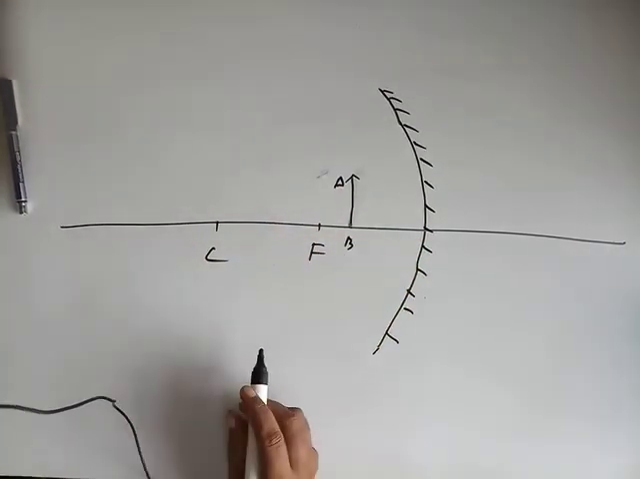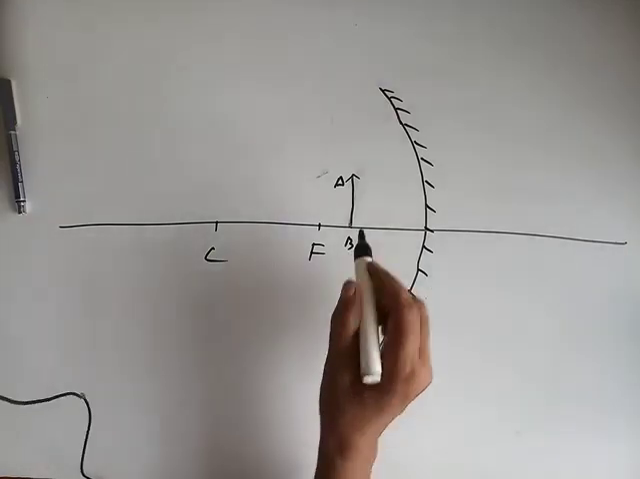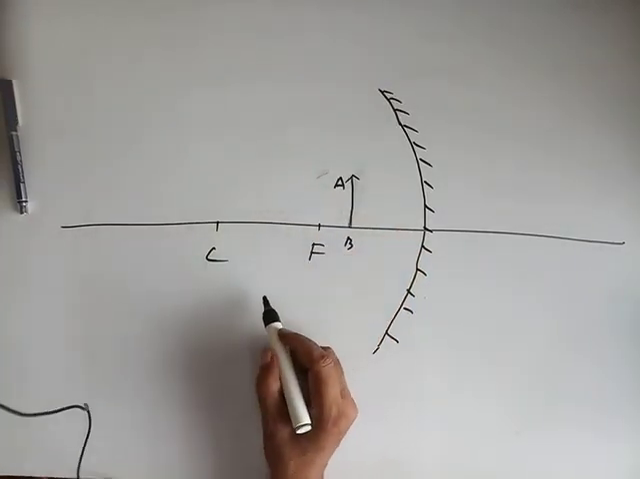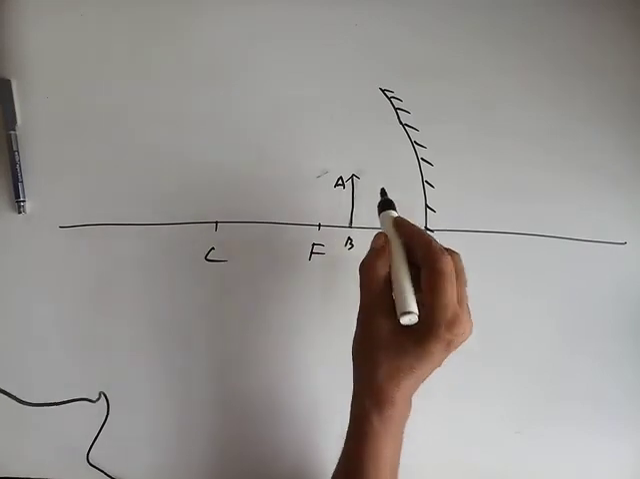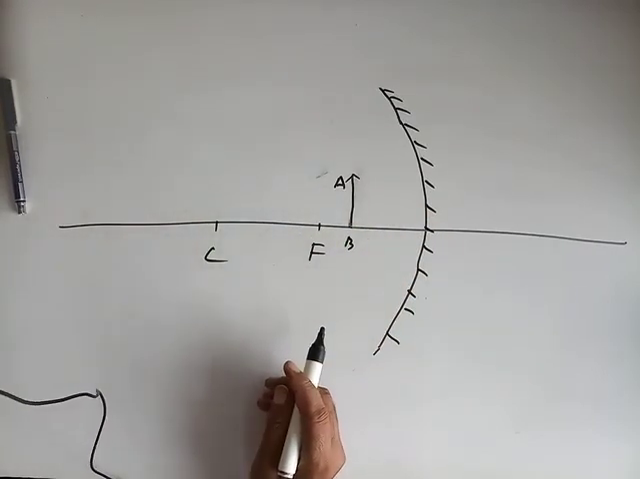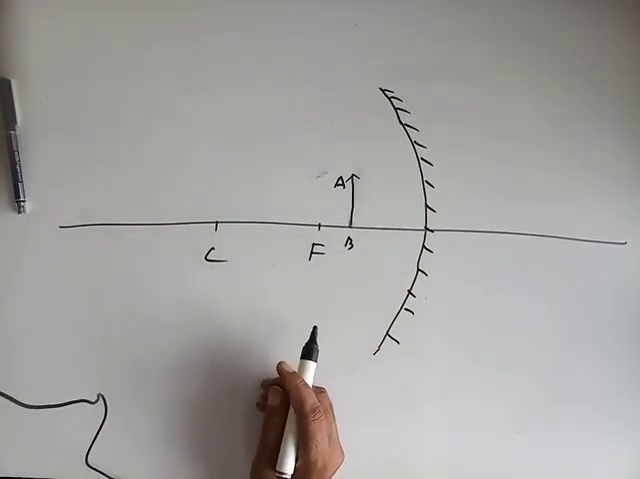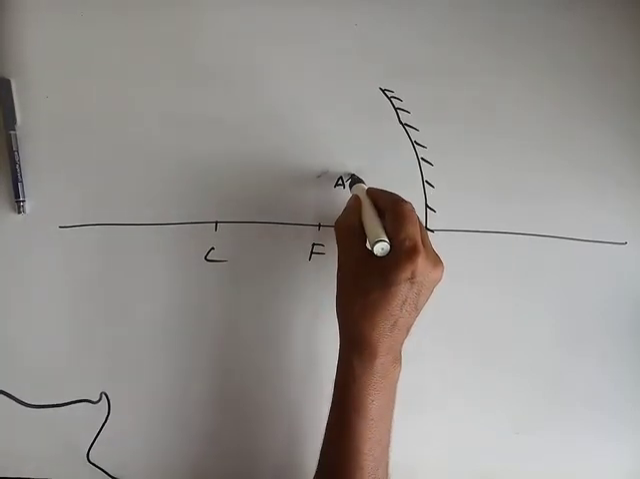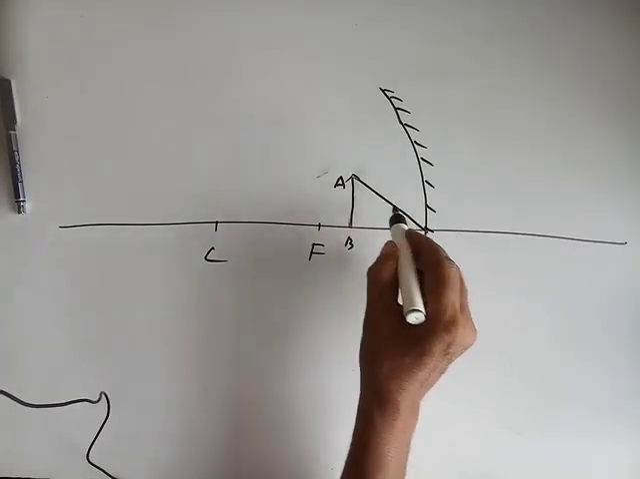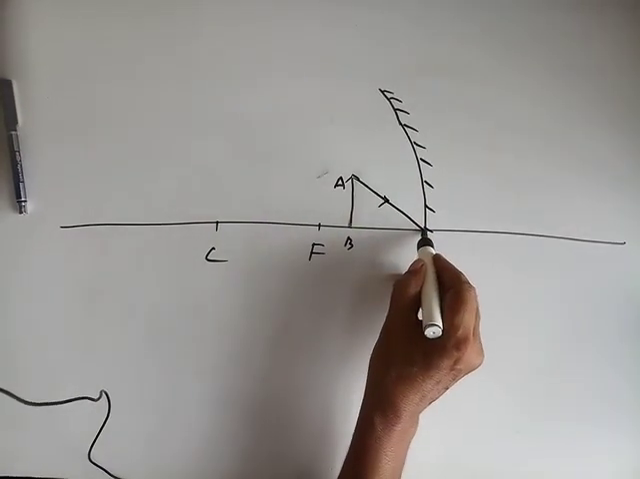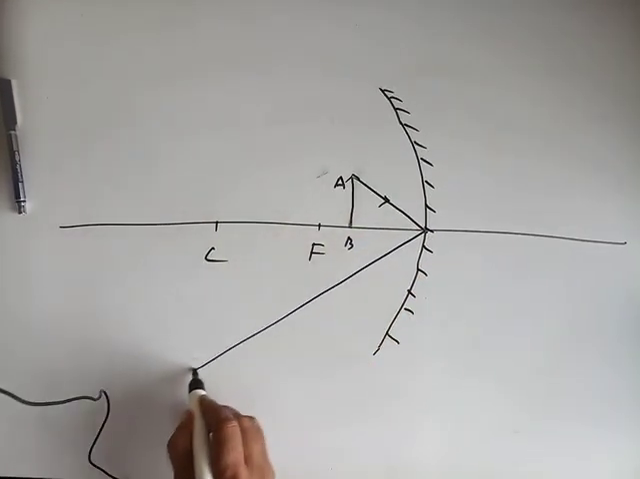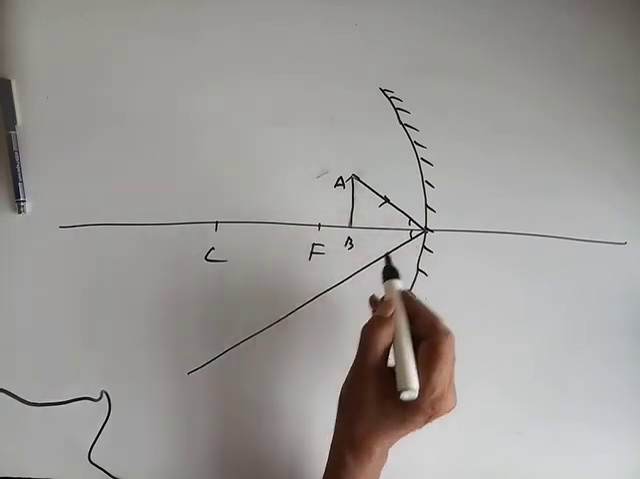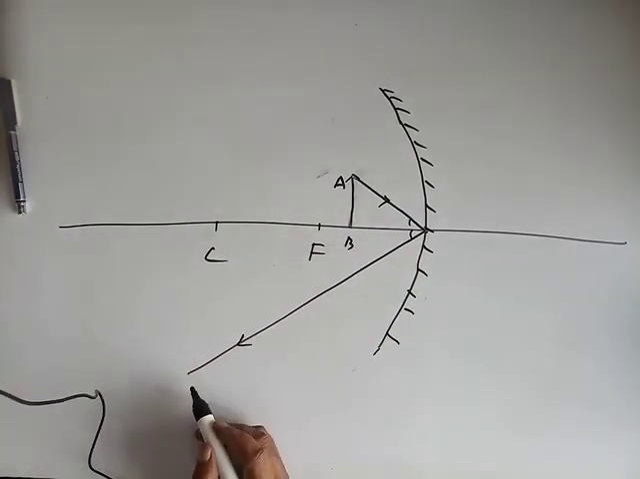Okay, how to draw this ray diagram? Now we will use the laws of reflection. The first law of reflection is that the angle of incidence is always equal to the angle of reflection. So you draw one ray here passing through this focus. This will reflect like this, making the same angle. This angle is equal to this angle. So this is one.